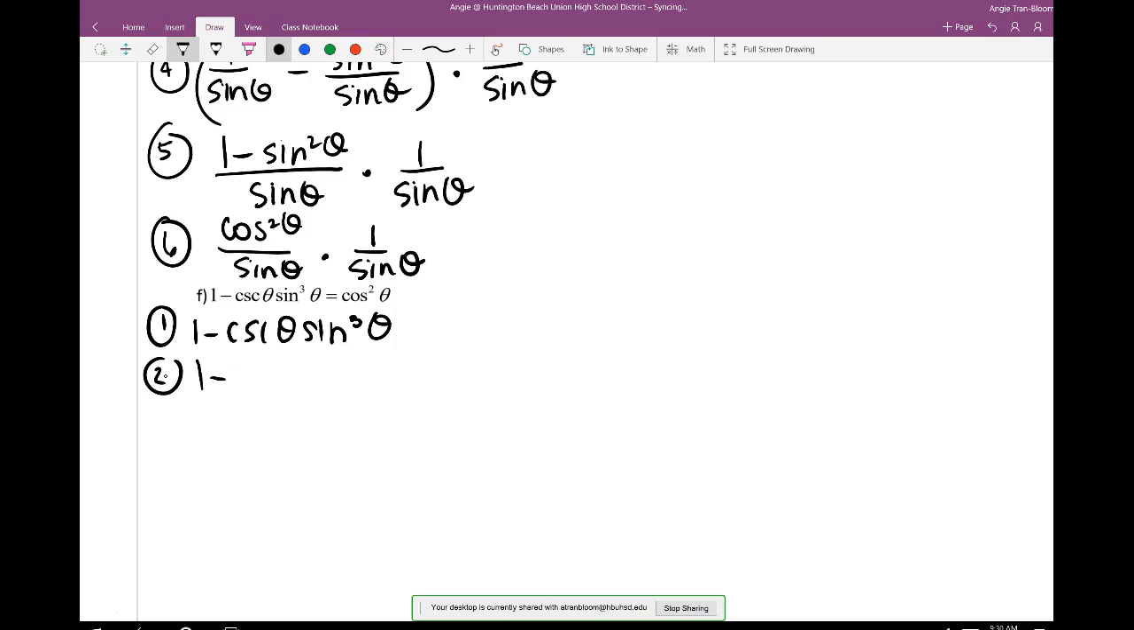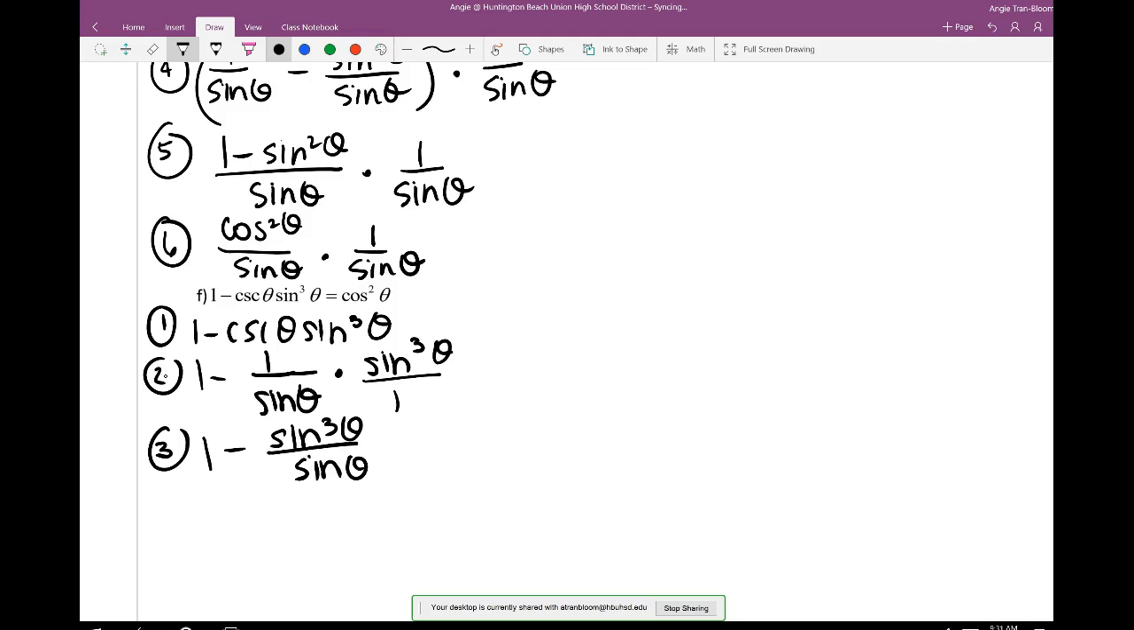Okay, so 1 minus 1 over sine theta over sine of theta times sine squared theta. Can I put sine cubed theta like that? Yeah. Okay. And then you multiply so that it's 1 minus sine cubed theta over sine of theta. Very good.